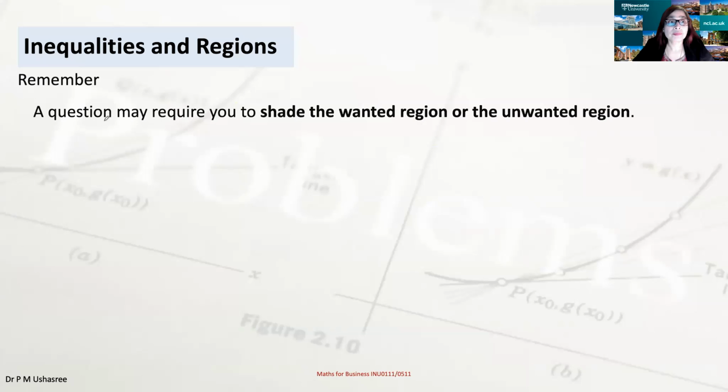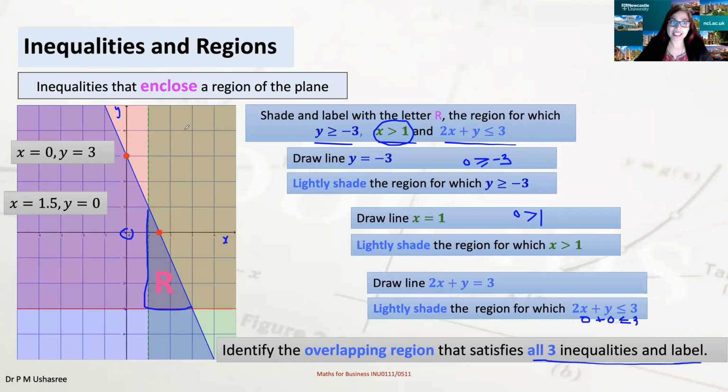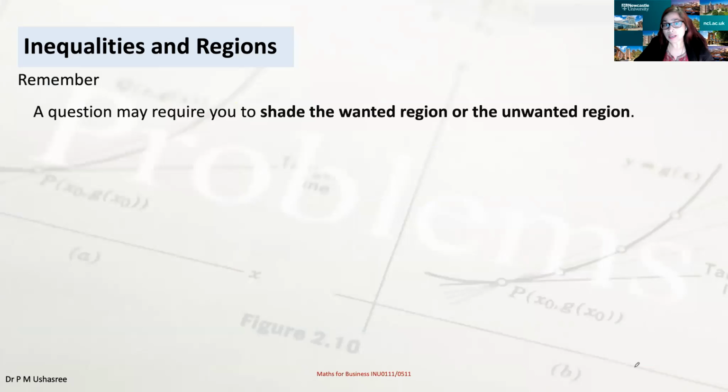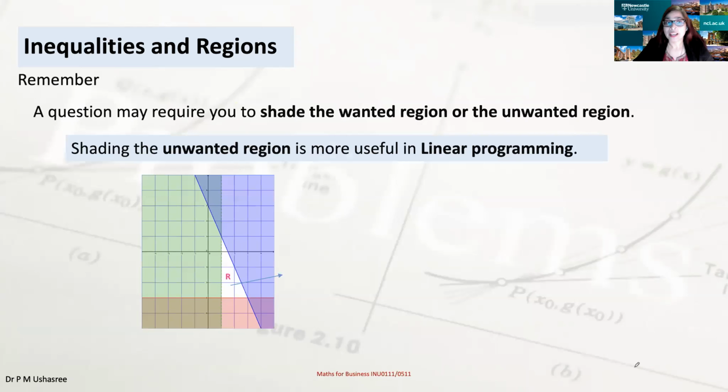So remember, a question may require you to shade the wanted region or the unwanted region. In all these examples, this example and the previous examples, we were shading the wanted region. That is the region which satisfies all the three inequalities. Sometimes you may be asked to shade the unwanted region. I know it's a bit tricky because it doesn't work automatically, isn't it?